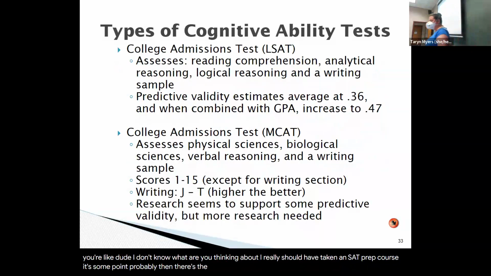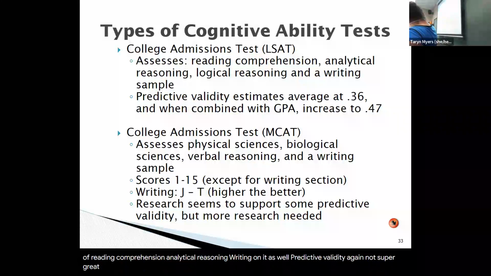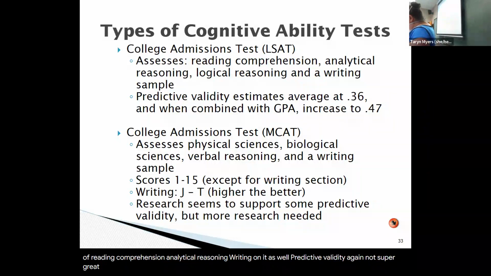Then there's the more specific ones we know, right? The LSAT for law school. It tests reading comprehension, analytical reasoning, logical reasoning, and you do writing on it as well. Predictive validity, again, not super great: 0.47 when you combine it with college GPA.